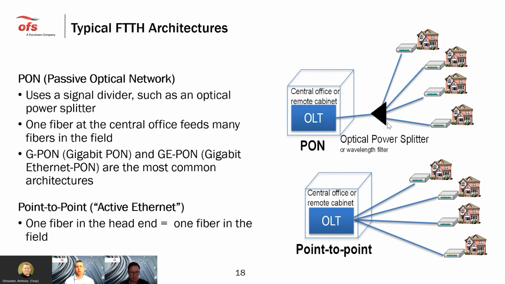Now with point-to-point, it's the exact opposite. There's no splitting involved. You've got a dedicated fiber, a single fiber, leaving that central office and going straight to the customer. Again, there's no splitting involved. It's just a dedicated piece of glass from the central office to the customer. Next slide.